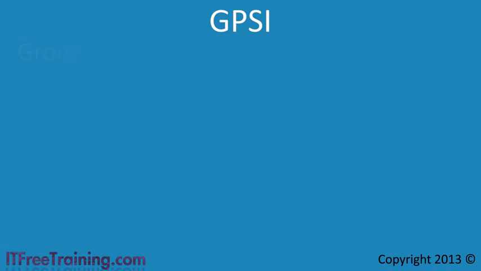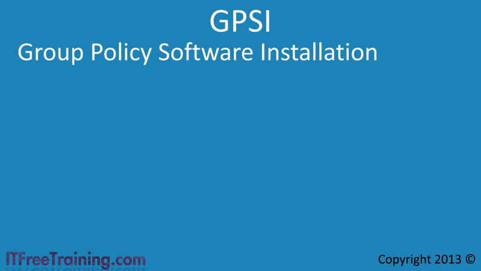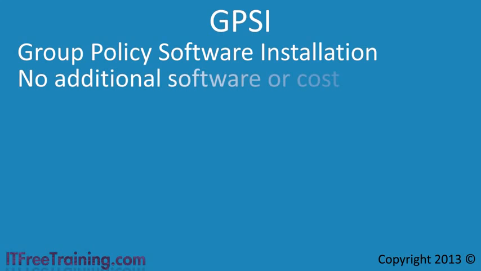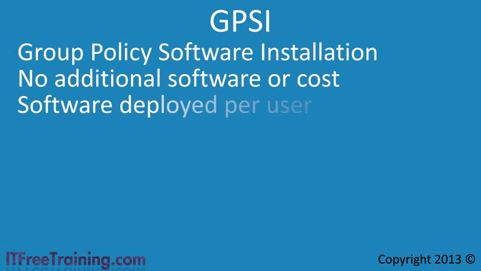The system used to deploy group policy is called Group Policy Software Installation, or GPSI. Group policy provides the basic infrastructure to allow you to manage software in your organization. Using group policy software installation requires no additional software other than having a domain infrastructure. Software can be deployed per computer or user. Depending on whether you are deploying the software for the user or the computer, there are different options available.